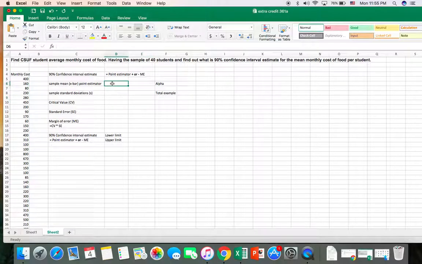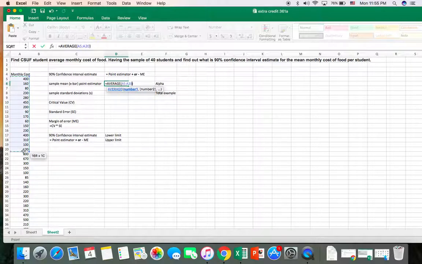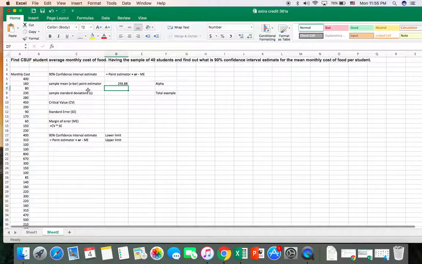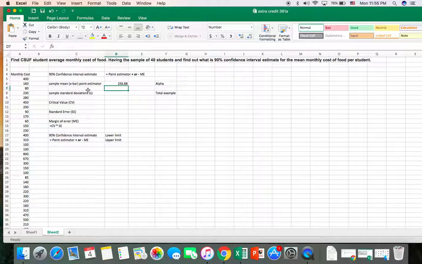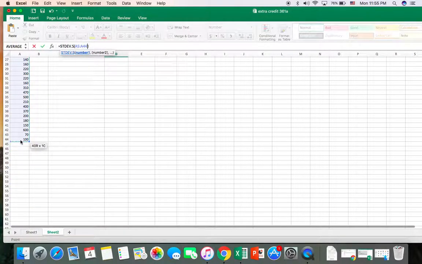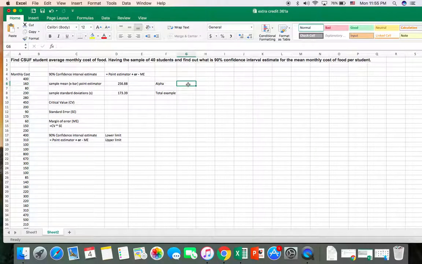First, let's take the average of the sample, and that will be our x bar. It's also the point estimator. And then let's take the standard deviation for the sample. There it is, 173. In order to get a critical value, first we need to know the alpha. So the alpha is equal to 0.1 since it is a 90% confidence interval, and we already know it's going to be 40 samples.